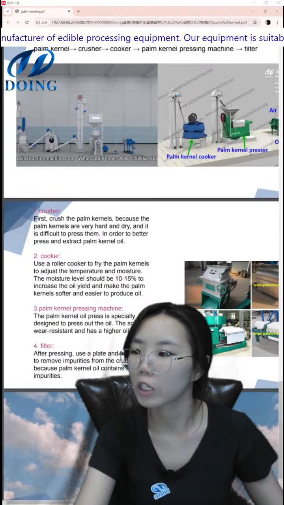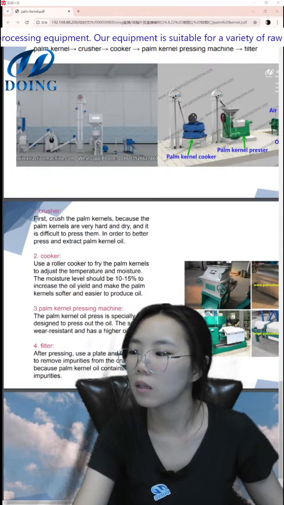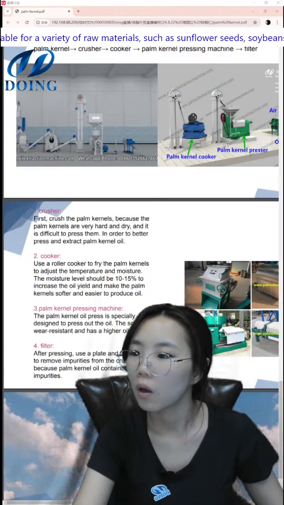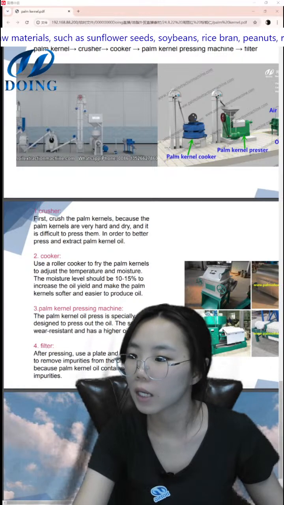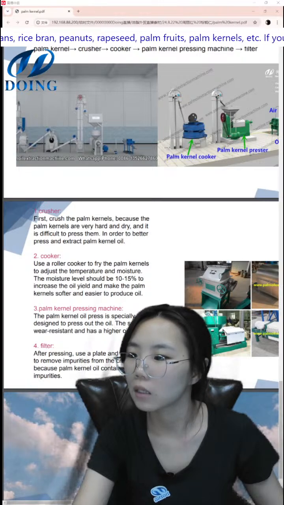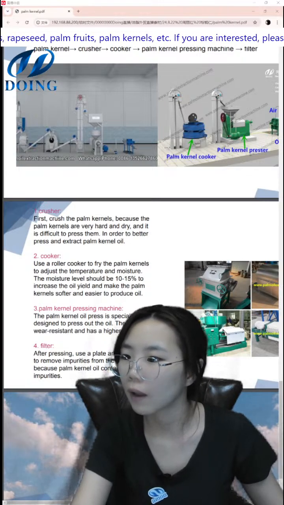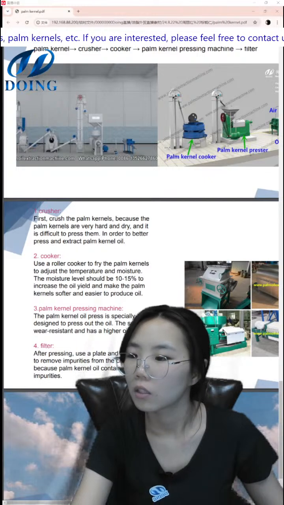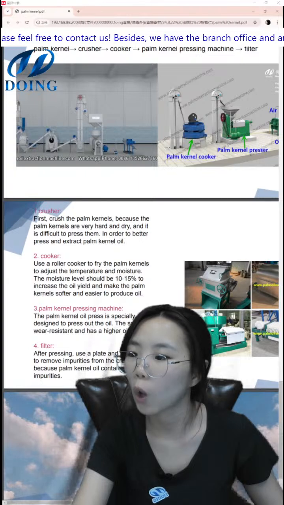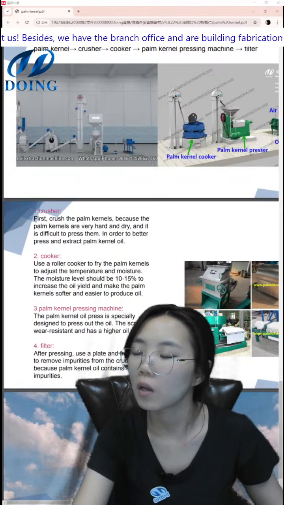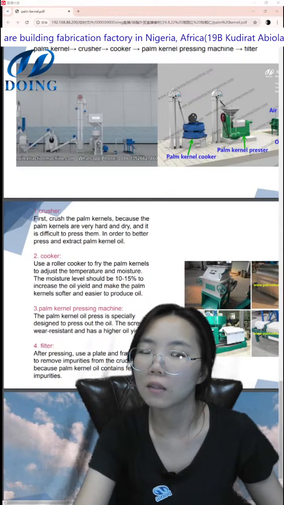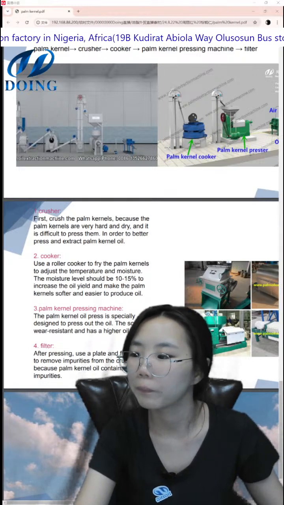This photo is a crusher, and then the second machine is a cooker. Use a steam cooker to cook the palm kernel to adjust the temperature and moisture, and the water level should be 10 to 15% to increase the oil yield and make the palm kernel soft and easy to produce oil. And we can see these photos of the steam cooker.